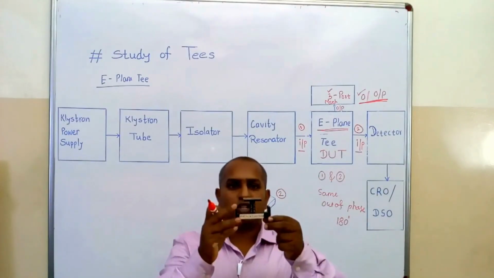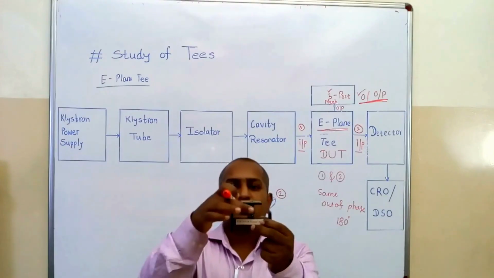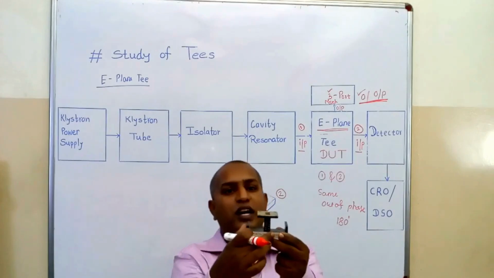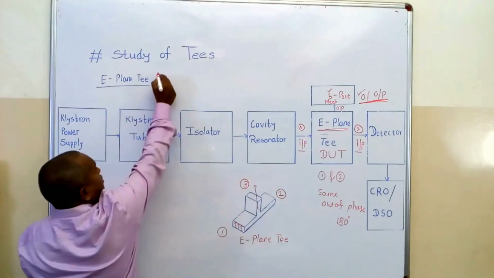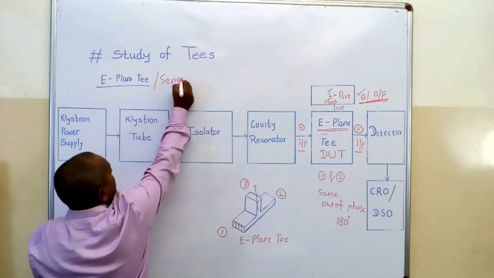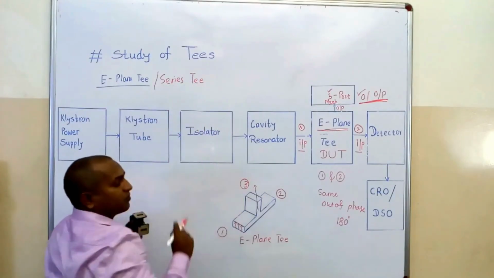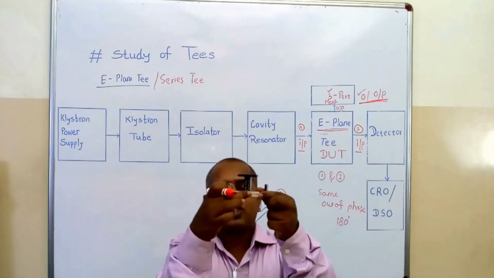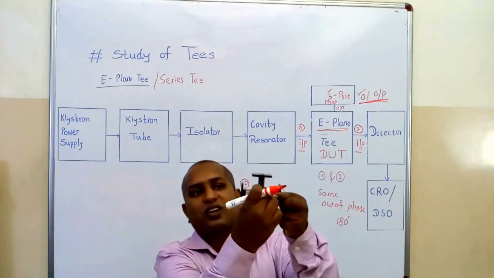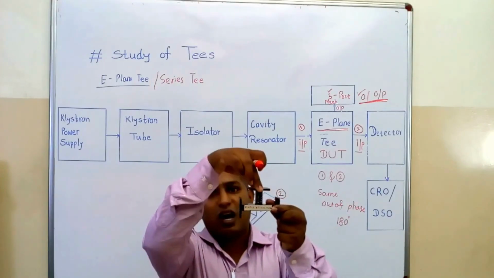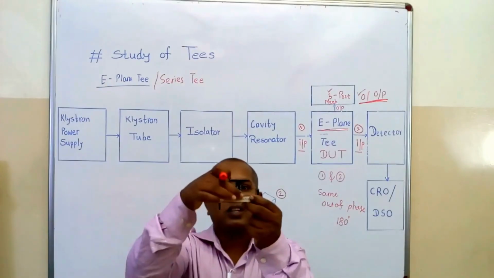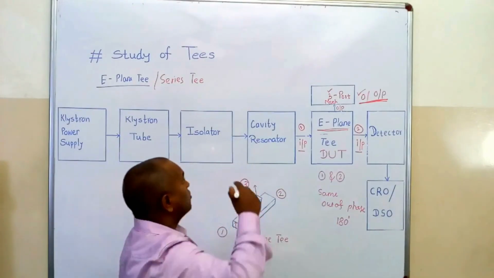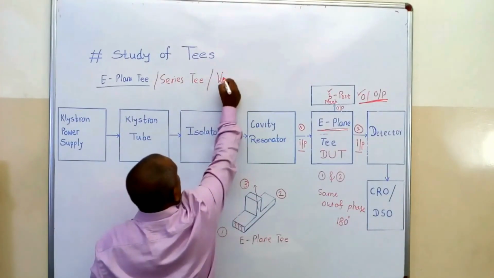If you see the structure of E-plane T, look here, this E arm or side arm is in series with the main waveguide. That's why this E-plane T is also known as a series T. Now see the main waveguide and side arm junction. It looks like a voltage junction. The voltage across this arm and the voltage across this arm is nothing but your voltage. So this E-plane T is also known as a voltage junction.